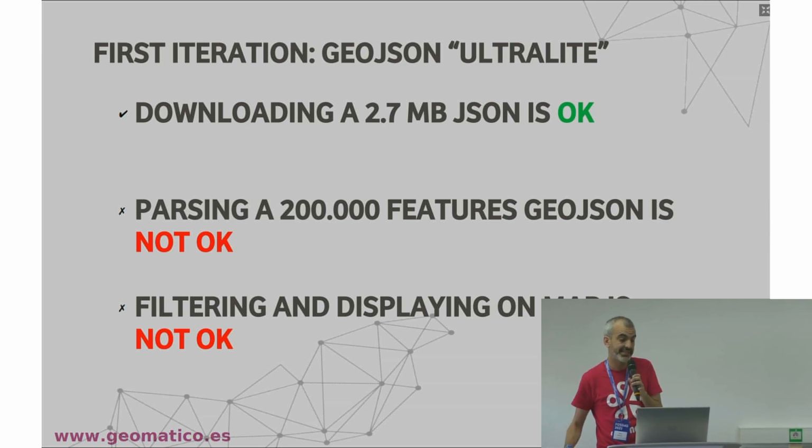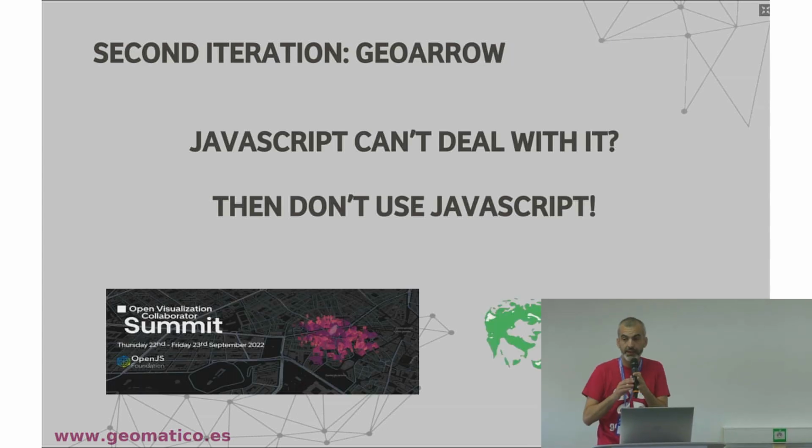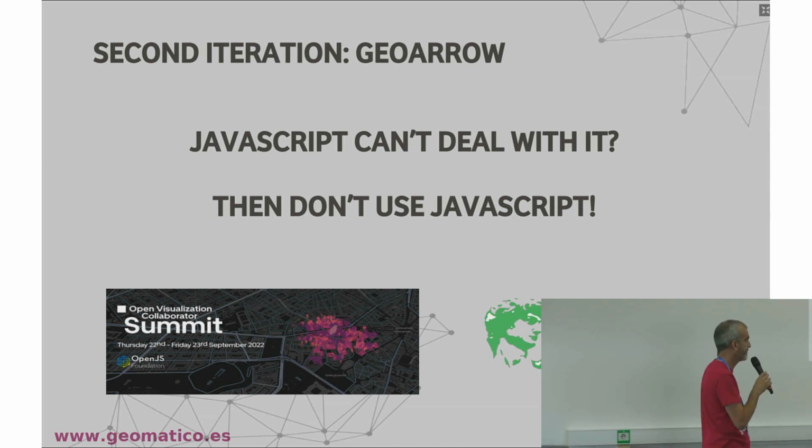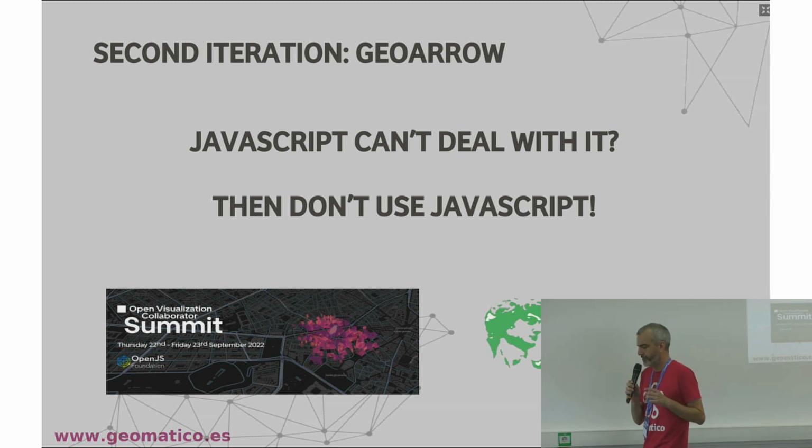Downloading it is easy, but parsing 200,000 features is not possible. It's very, very difficult, and it was too slow. So we had to do something about that, and we decided to use GeoArrow. Has anyone heard of GeoArrow here? Okay, some people. We discovered GeoArrow last year from Kyle Barron, its main developer, in Firenze. So go to FOSS4G, it's useful, you discover new things.